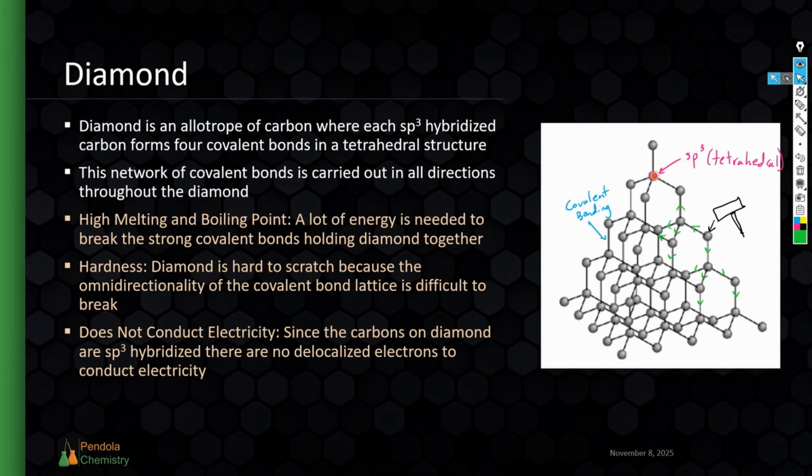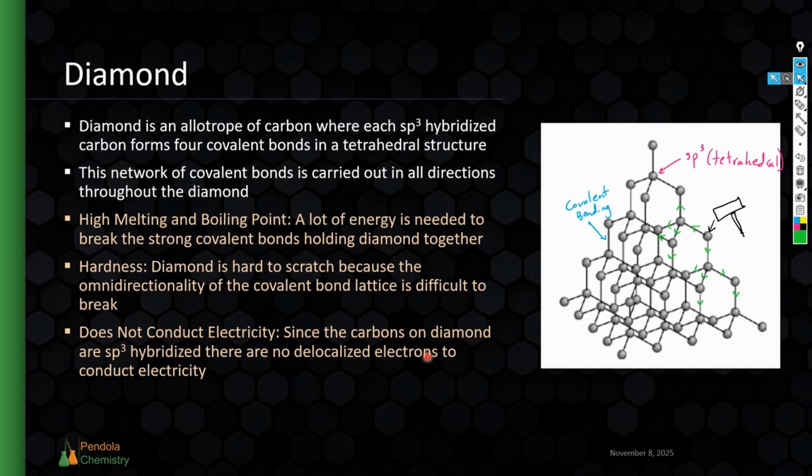Because there are no p orbitals left over, diamond does not form a delocalized area of electrons, and therefore it cannot conduct electricity like graphite can. So even though both diamond and graphite are made out of carbon, they are very different materials. And this is all due to how they're created.